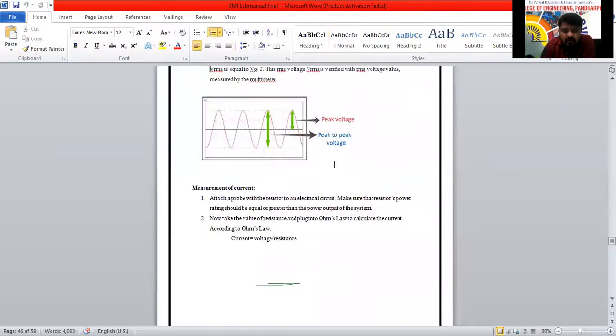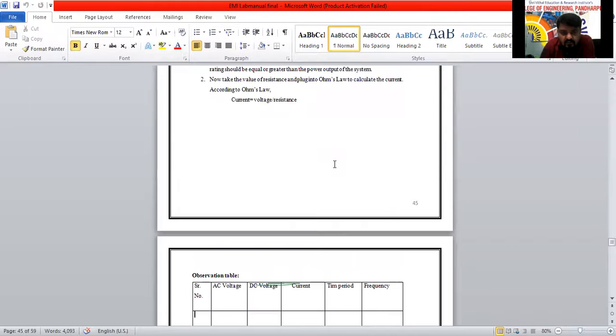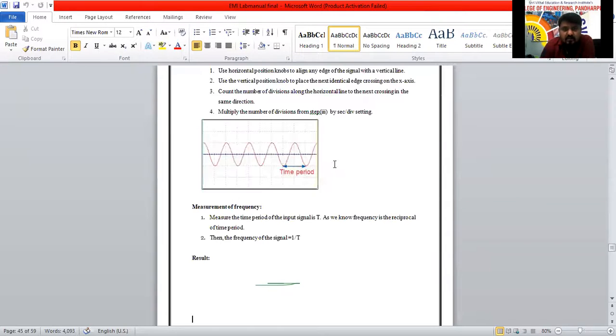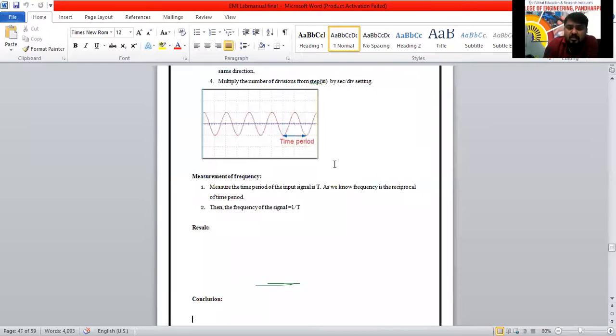One more important thing we have to discuss here now. The time period also. The time to complete one half cycle, that is called T. We need some time to complete one half cycle, that is called T, time period. From here to here, 0 to 180 degrees. Not a complete full cycle. A full cycle means one positive half cycle and one negative half cycle. That is called 2T.